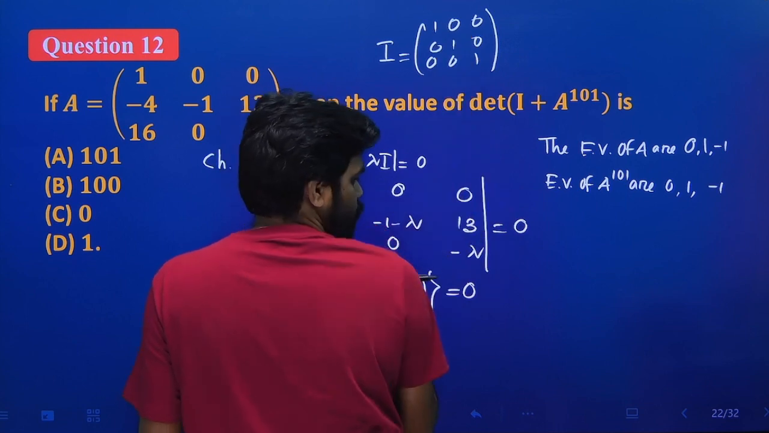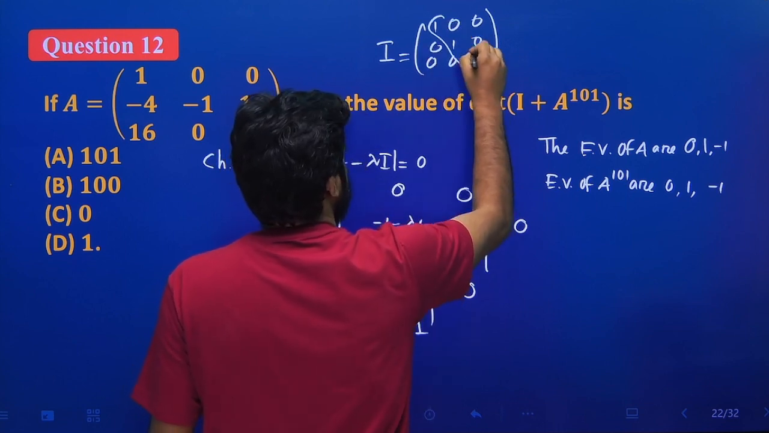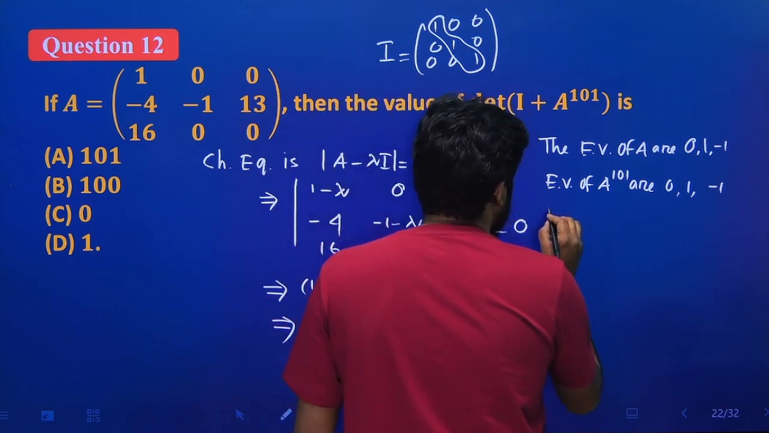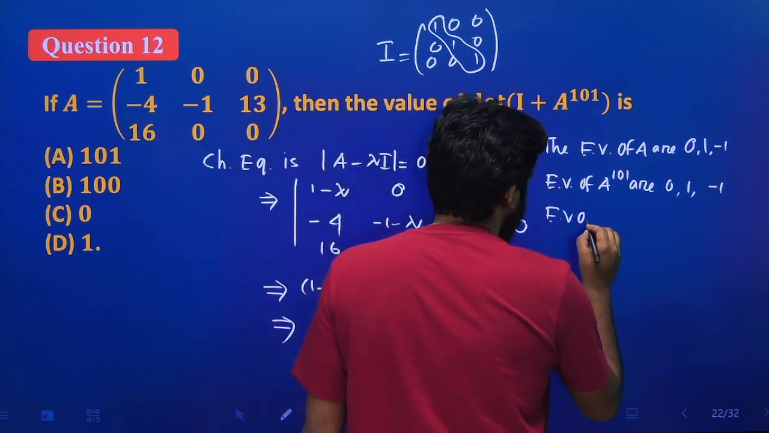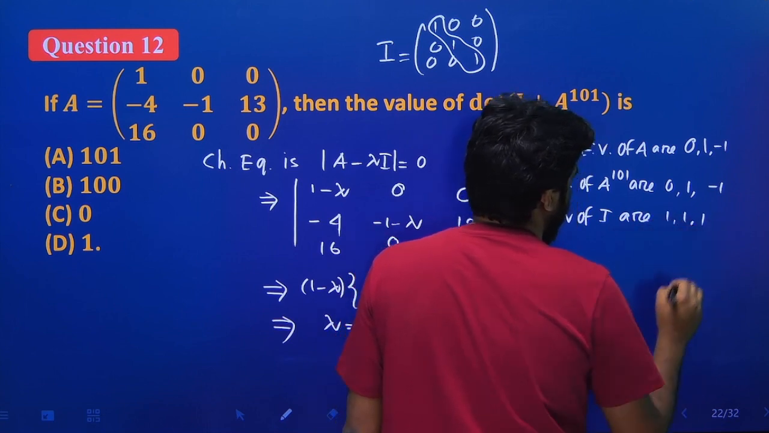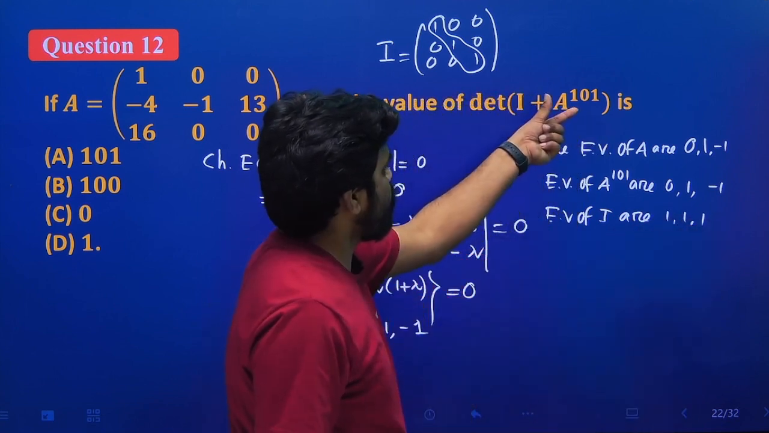So this is the diagonal matrix. So what are the eigenvalues? That is 1 1 1. Eigenvalues of I are 1 1 1. So I plus a to the power 101.